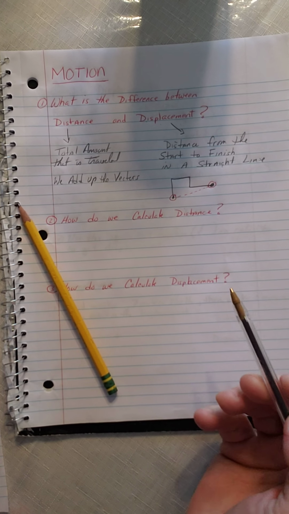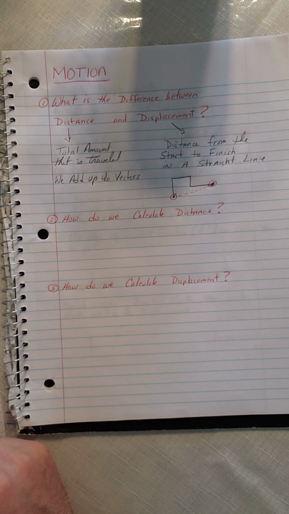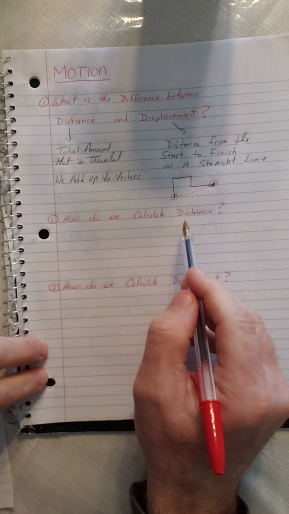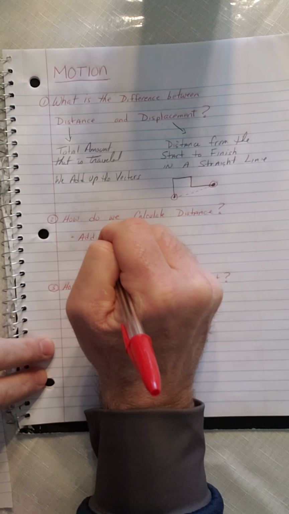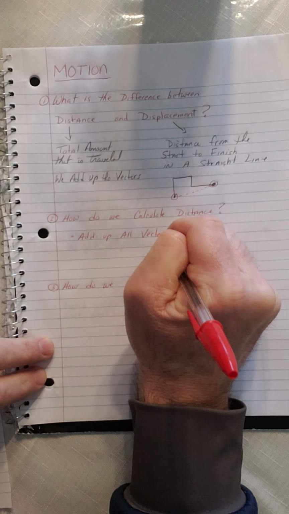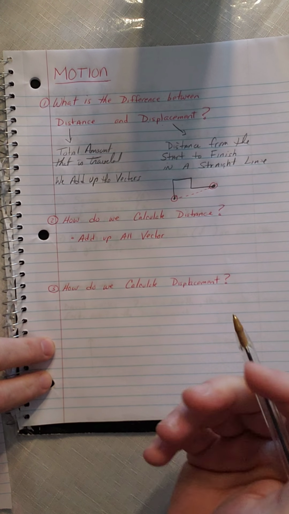So what we're going to try to do is calculate distance and calculate displacement. Now to calculate distance, like I said earlier, we are just adding up the vectors. Okay, so you're going to add up all vectors. And a vector is just a line represented with how far you go.